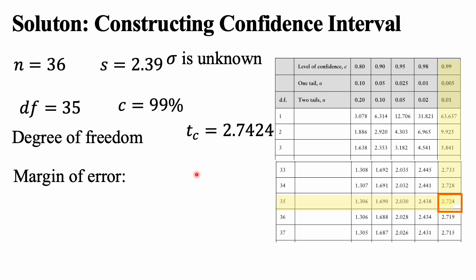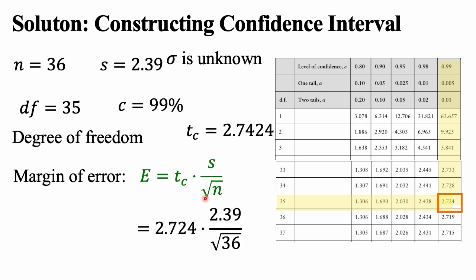So now, what are you going to do? Guys, look at this. Let's calculate the margin of error right here. That's going to be tC times sample standard deviation over square root of n. So tC is going to be 2.724, then sample standard deviation 2.39 over square root of 36. So margin of error is going to be 1.09.